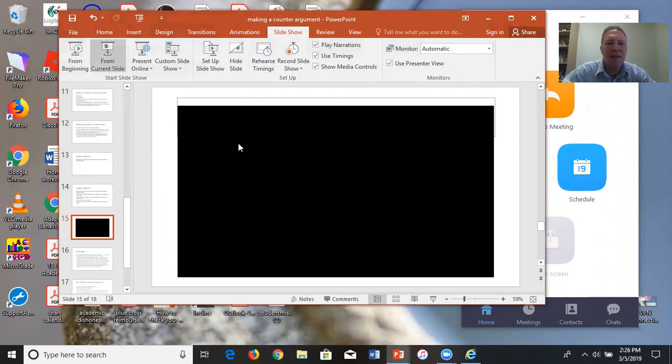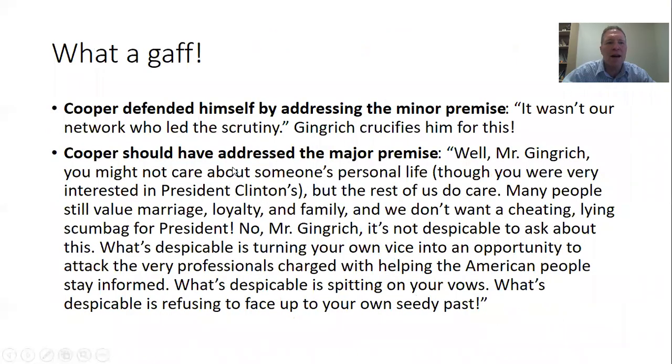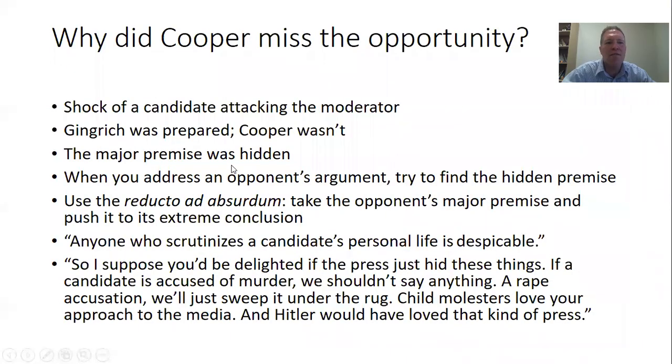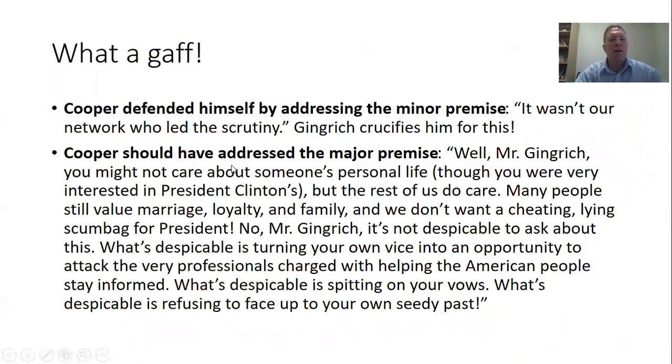Well, let's see. How did Cooper deal with this? Cooper defended himself by addressing the minor premise. It wasn't our network who led the scrutiny. We didn't do this. Gingrich crucifies him. Much more effective would have been to address the major premise.